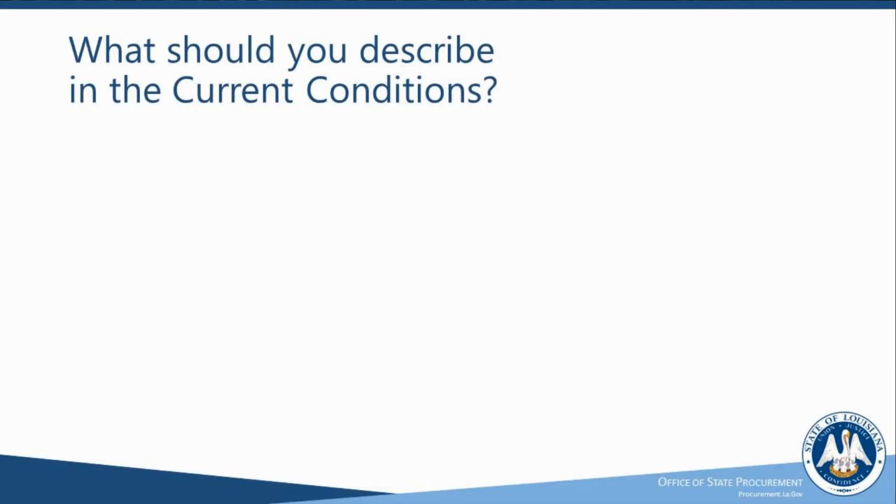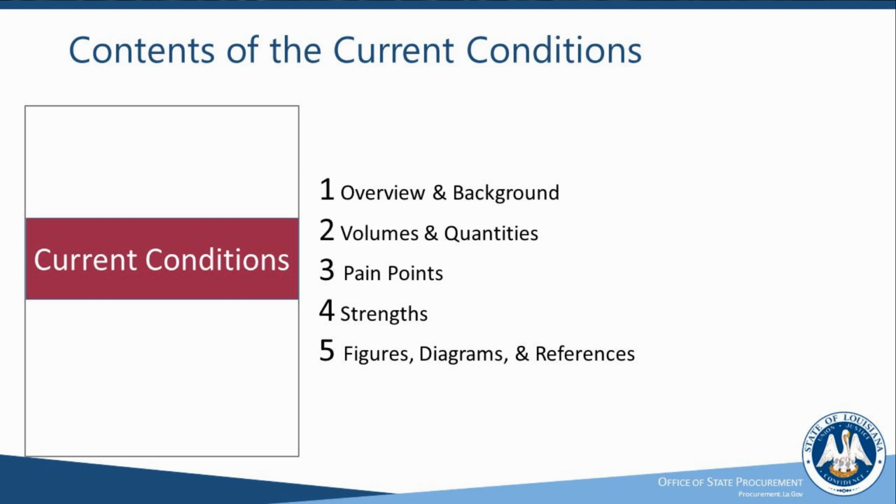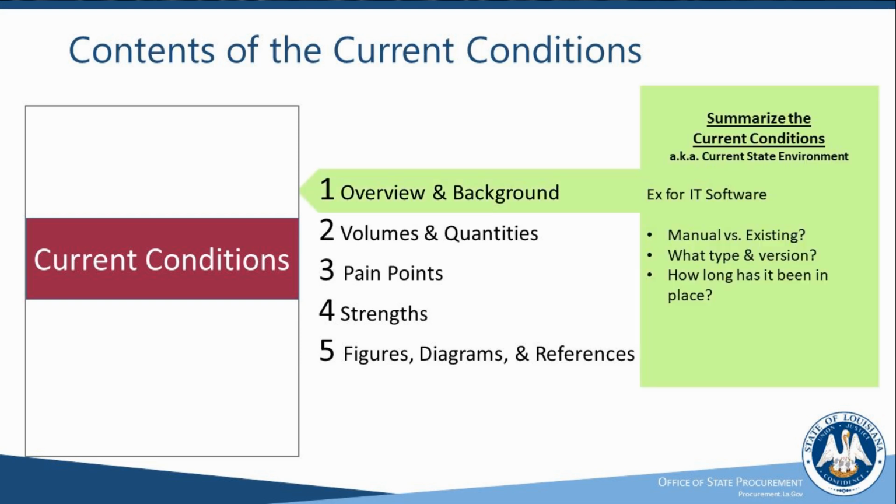So, when it comes to describing our current conditions, what should we be including in that section of the scope? Well, let's go through the top 5 things that you want to consider. So we're going to go through each of these 5, briefly describe them, and talk about why we want to include them. Number 1 is just an overview or a summary or a background of our current conditions. So describe that current state environment as it is today.